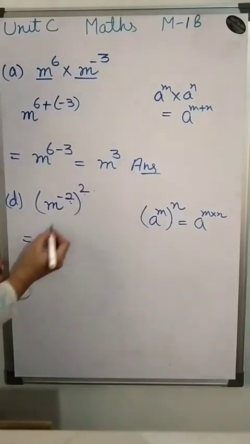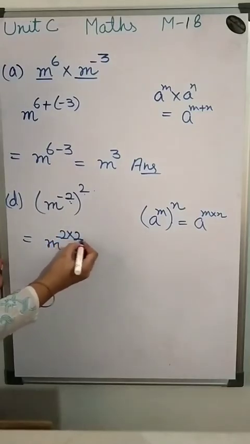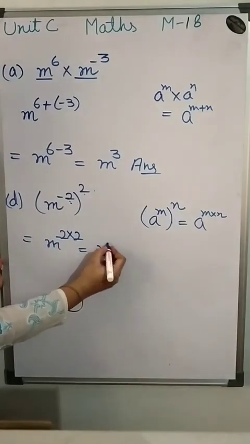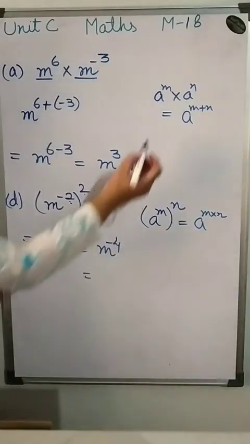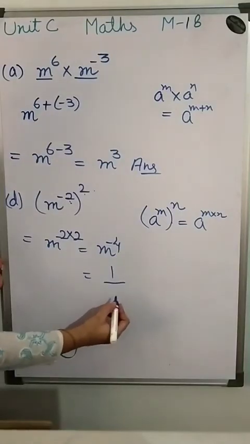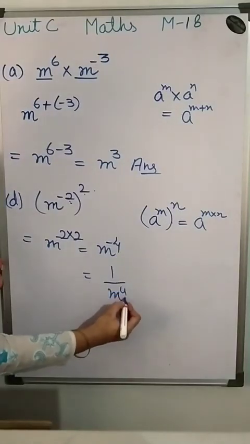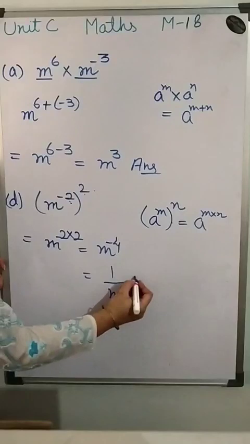So what we do here? We multiply these numbers together. So this is m to the power minus 4, but it is a negative power. So what we do here? We apply this formula and convert this one into a positive power and reciprocal the number. So it is converted into a positive power. So this is the answer.